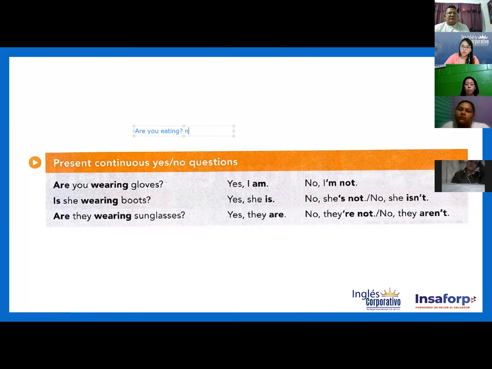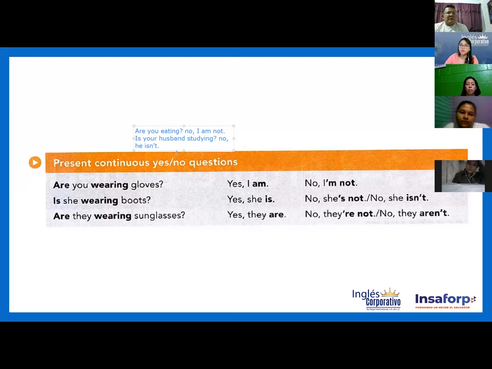Entonces usted me responde, no, I am not, right? Si yo le pregunto, por ejemplo, a Katia, is your husband studying? No, he's not. Okay, no, he's not. Oh, no, he isn't, right? No, okay. He isn't. Okay, very good.